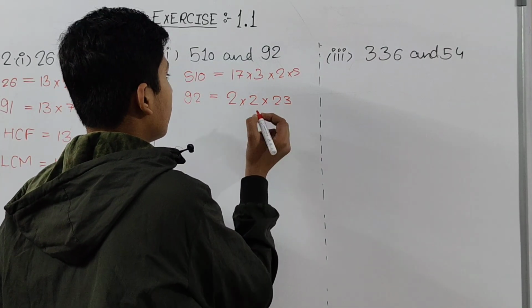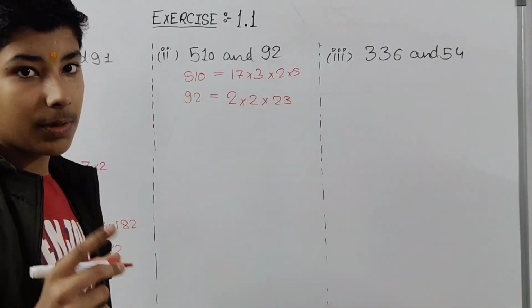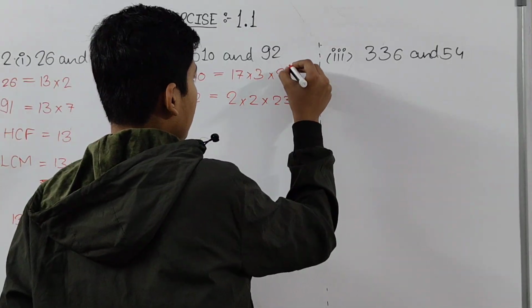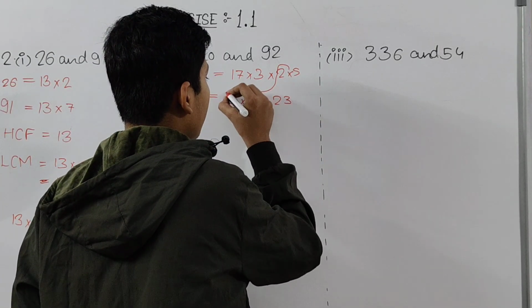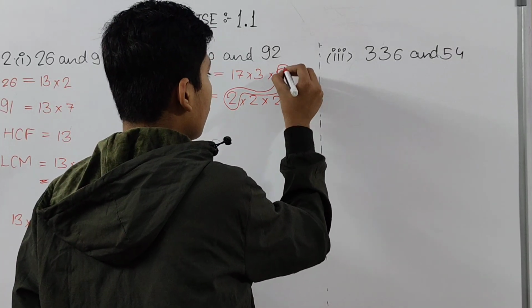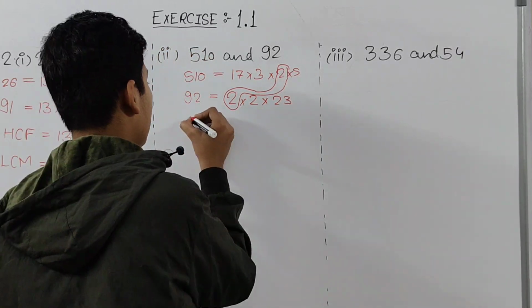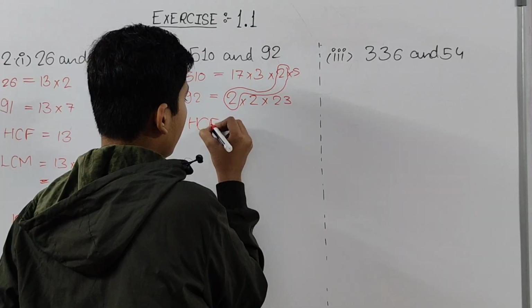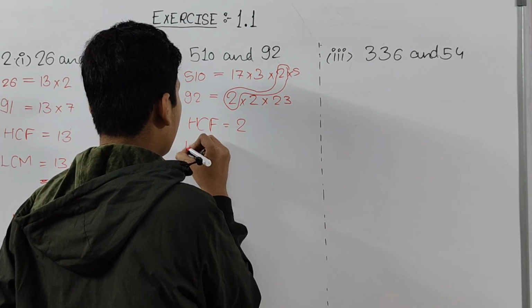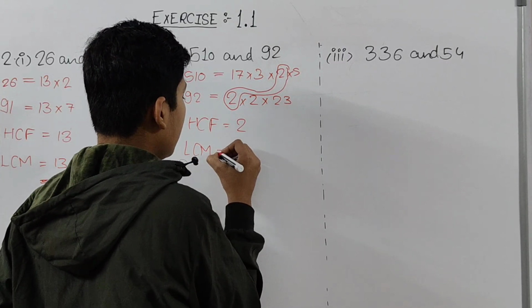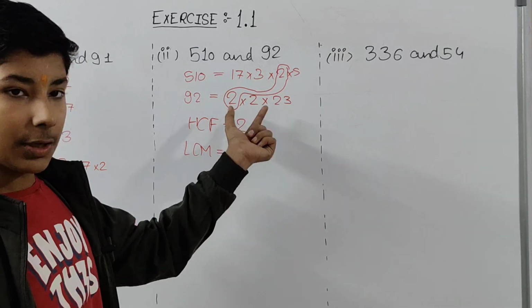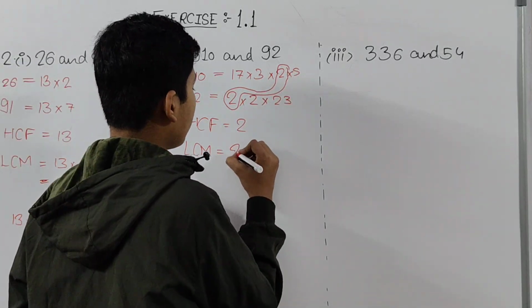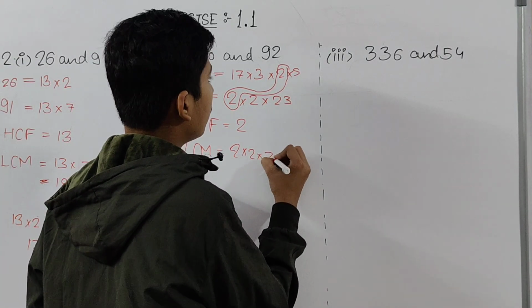Now LCM. LCM here is a long number. So firstly we will find HCF. So HCF is this, means only one number is common. So HCF equal to 2. But LCM equal to... Now see, here are 3 twos. Here is 1 two. So we'll take 2 into 2 into 2.